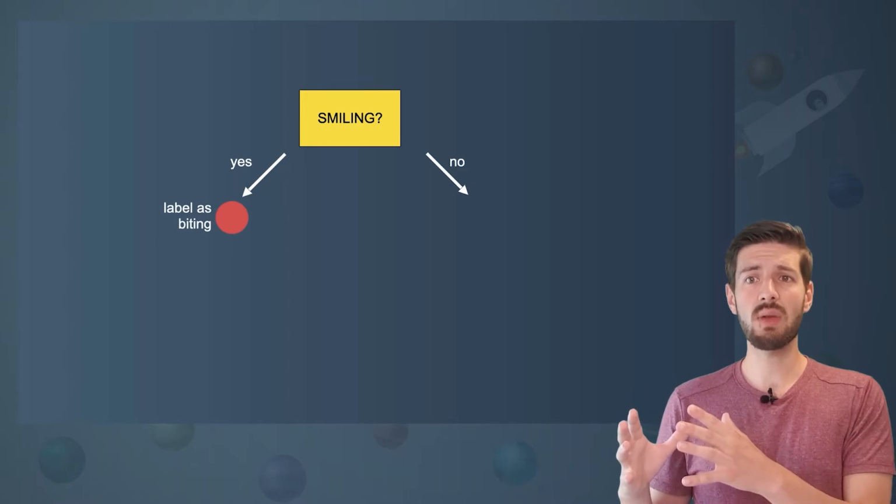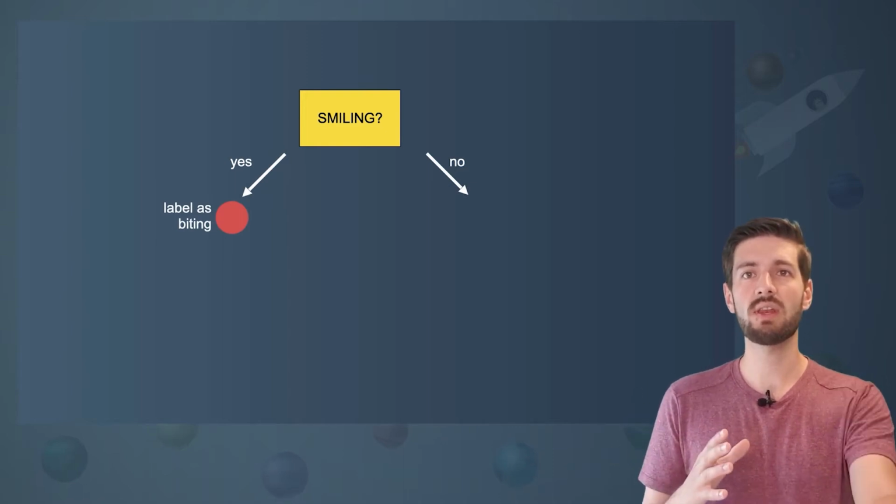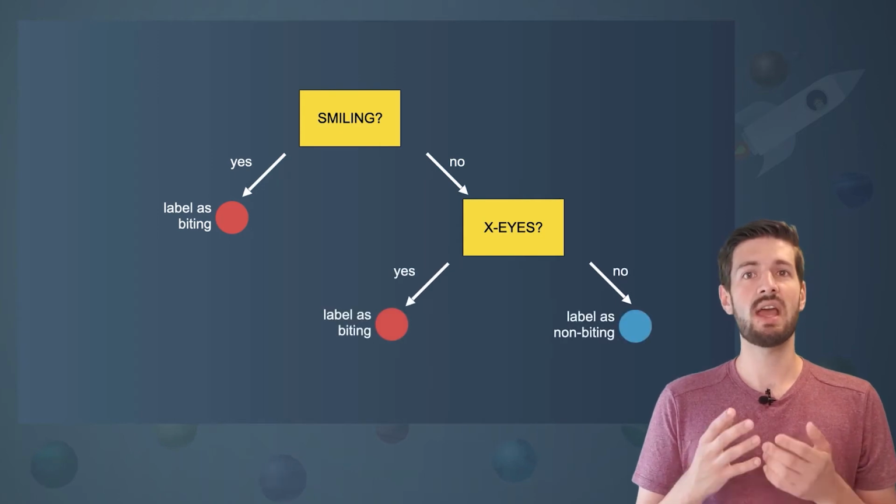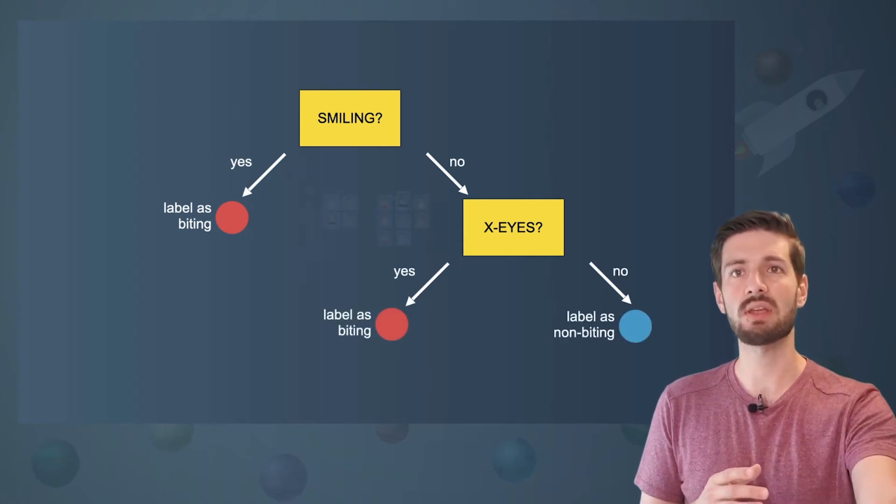We can also represent our 2 rules in a different way. As we've seen, whether the monkeys are smiling or not is the best feature to distinguish biting and non-biting monkeys, something we call the highest information gain. So first of all, we label all smiling monkeys as biting, and for those monkeys that don't smile, we now take the egg eyes into account. What we've created here is what we call a decision tree.